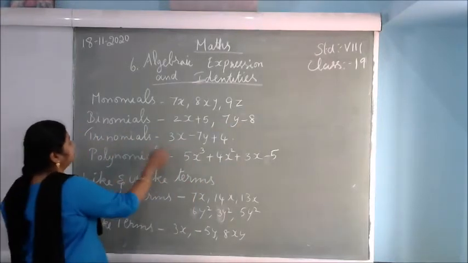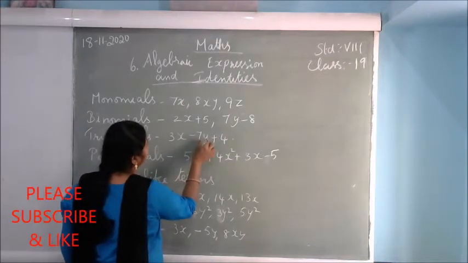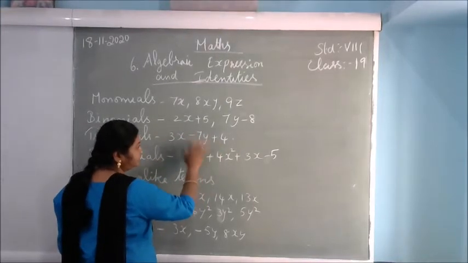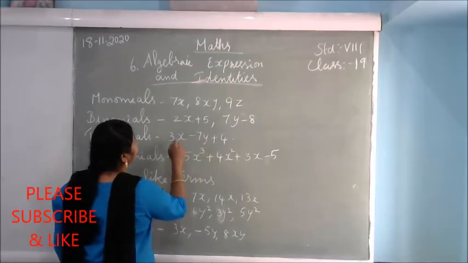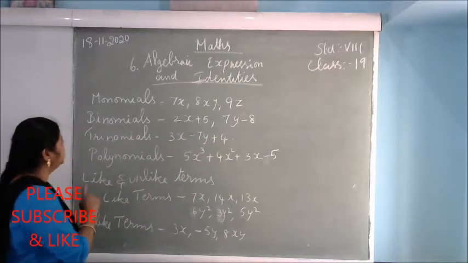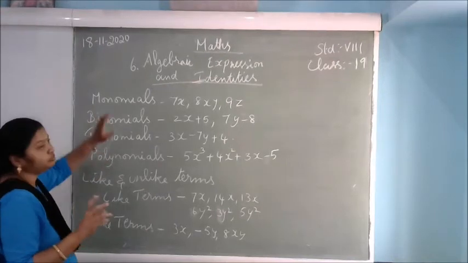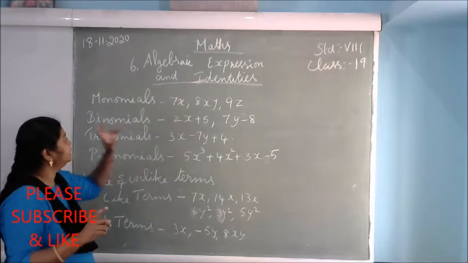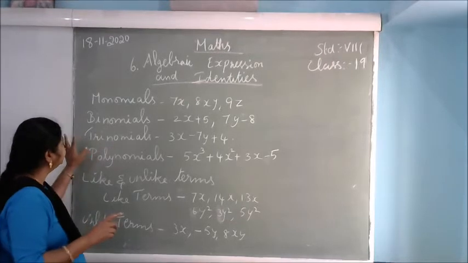What is trinomial? Trinomial means 3 terms will come. Okay, 3x minus 7y. It's not separately. The sign is there in between the terms. So 3x minus 7y plus 4. These are called the 3 terms. That's why it's a trinomial. Tri means 3. Bi means 2. Mono means 1. That's why only one term is there. That's called a monomial. 2 terms are there. That's called a binomial. And 3 terms, that expression is called a trinomial.